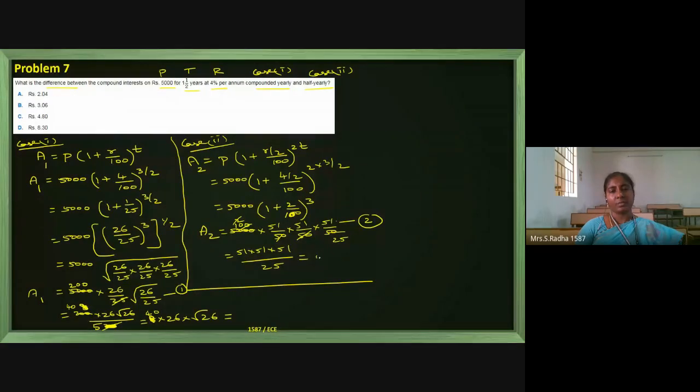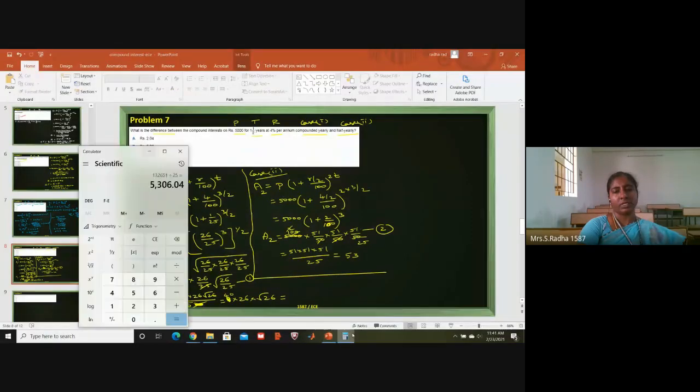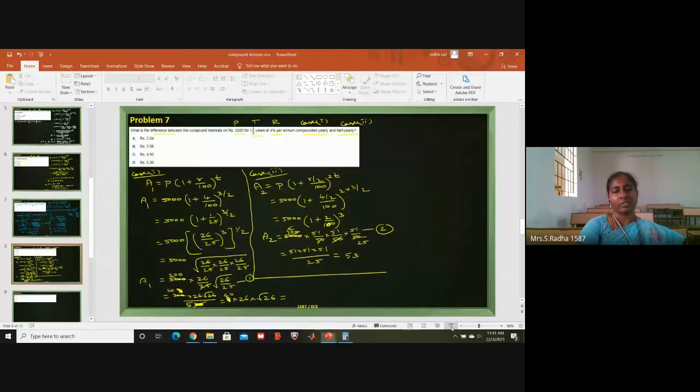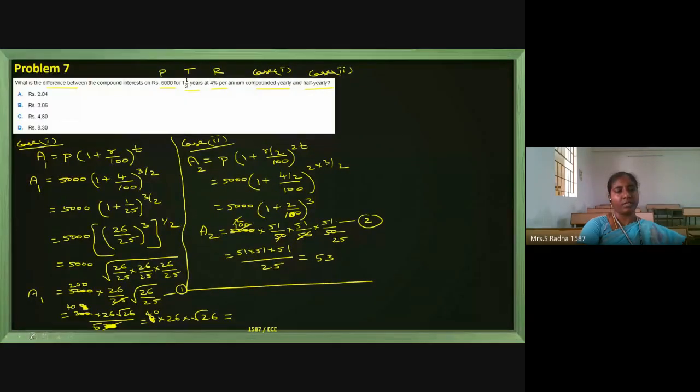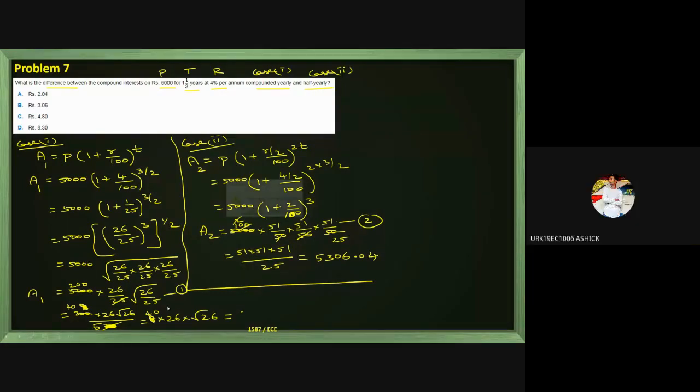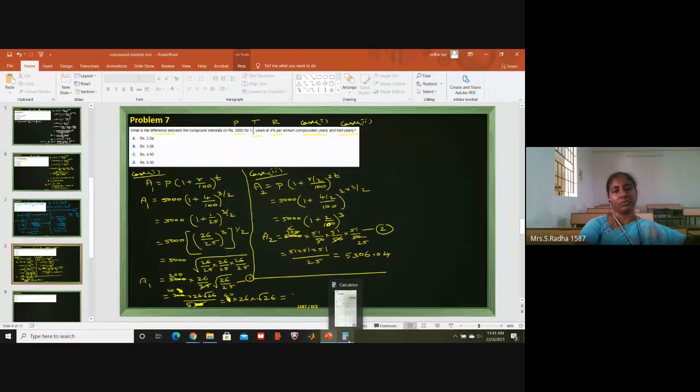Here I am getting 5306.04, which is available in the calculator. We will complete the right side calculation. 5306.04 is case 2. Now for case 1 we have to do 40 into 26 into square root 26.